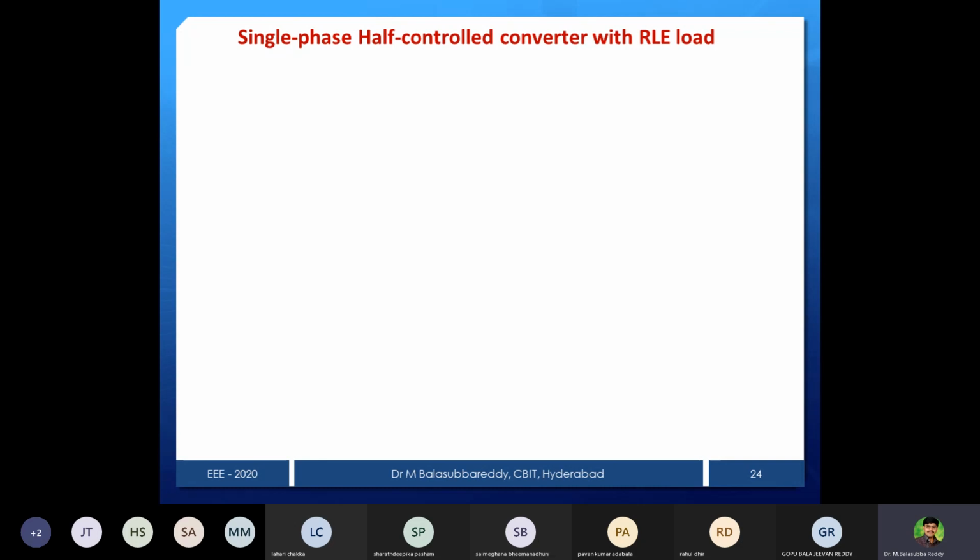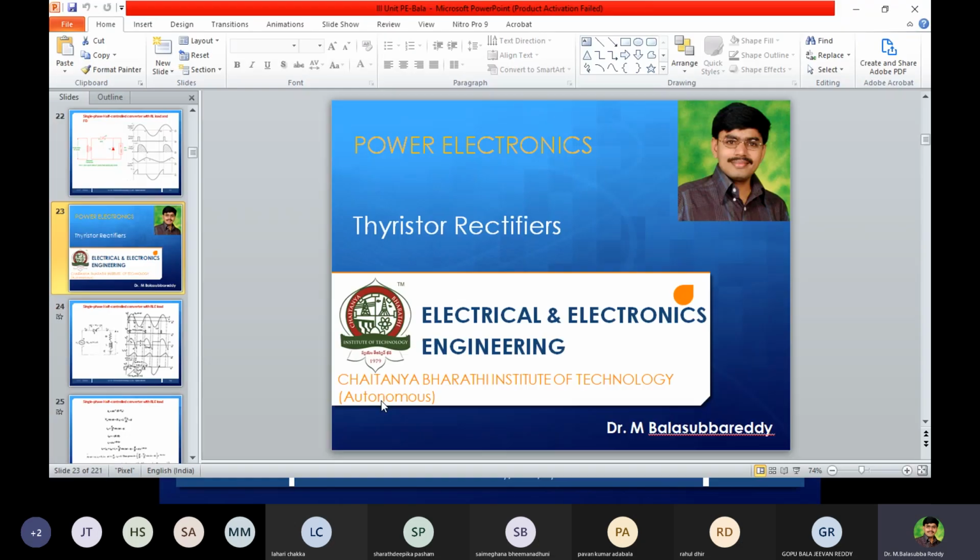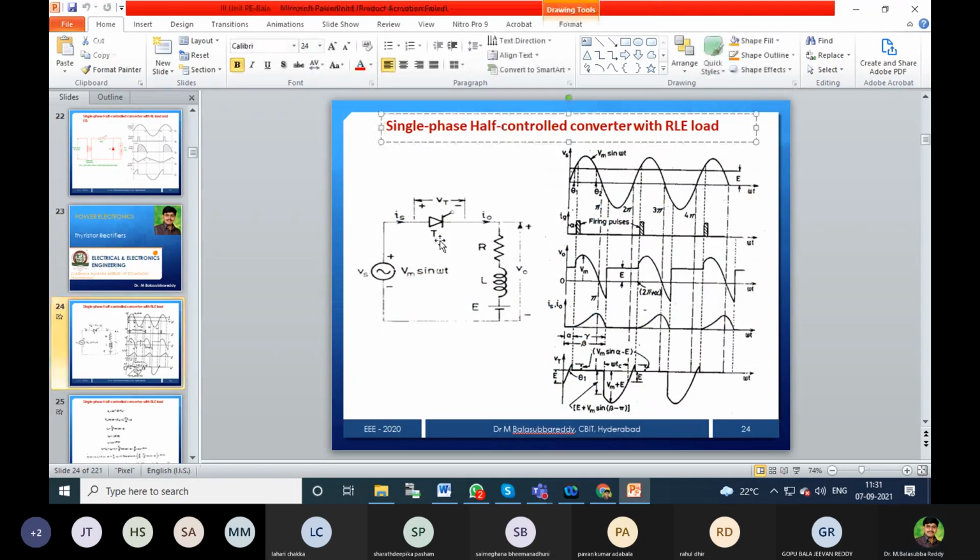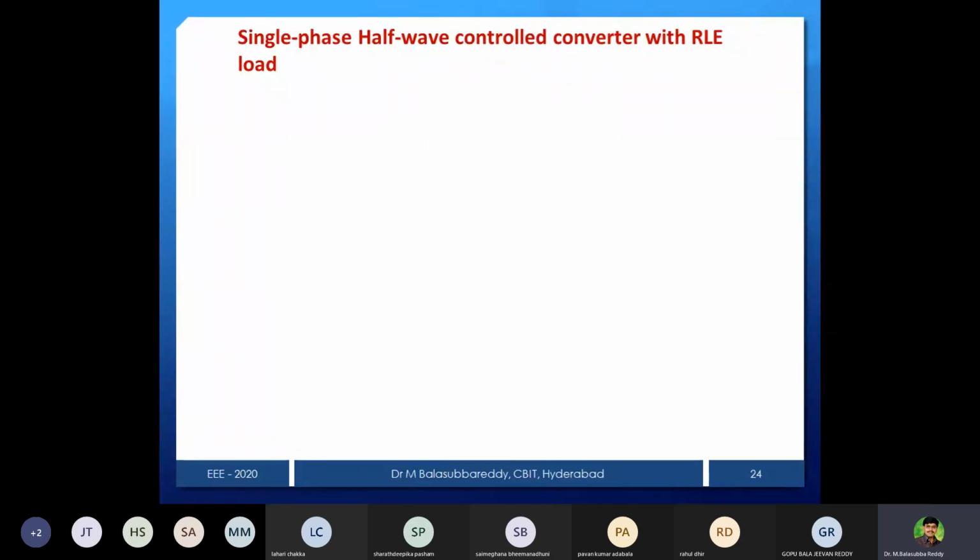We'll see today the RLE load. So in yesterday's class we observed the single phase half controlled rectifier, that is a half wave controlled rectifier. If you want, you can modify it like this. So R load we noticed, and RL load, and RLE load, this one.